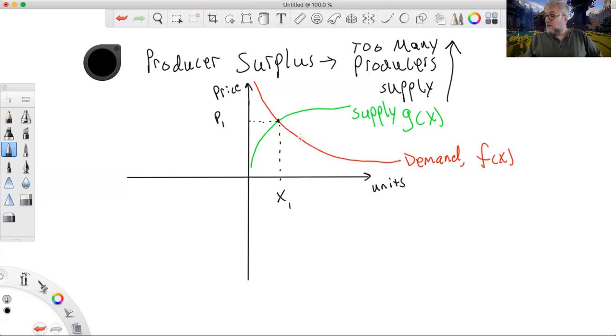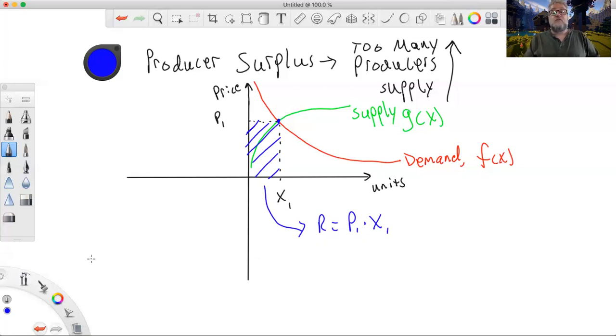So if I go to calculate the total revenue I would expect from selling this many units, it is the area of this box. So the revenue is going to be the price times the number of units.